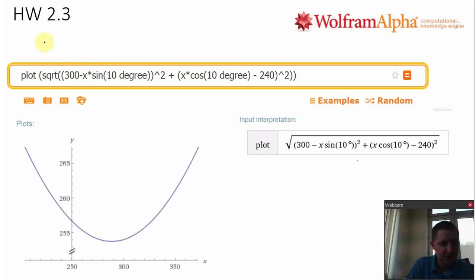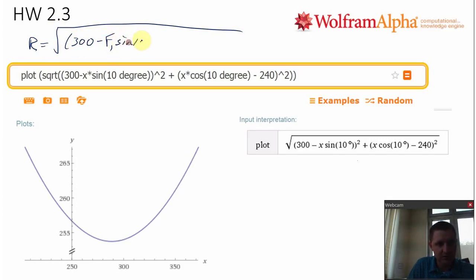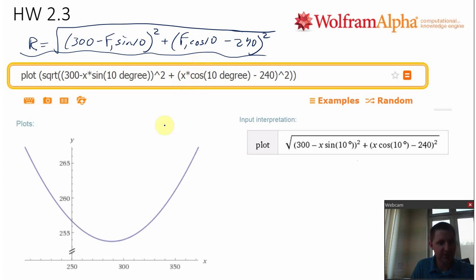Okay, so just to sketch this out again, I was plotting the function R, which was the square root of this 300 minus F1 times the sine of 10 squared plus F1 cosine of 10 minus 240, all that squared. Okay, so I want to take this function and put it into Wolfram Alpha. So I tell Wolfram Alpha just to plot. Then I use SQRT to stand for the square root. And now I just type out these components.